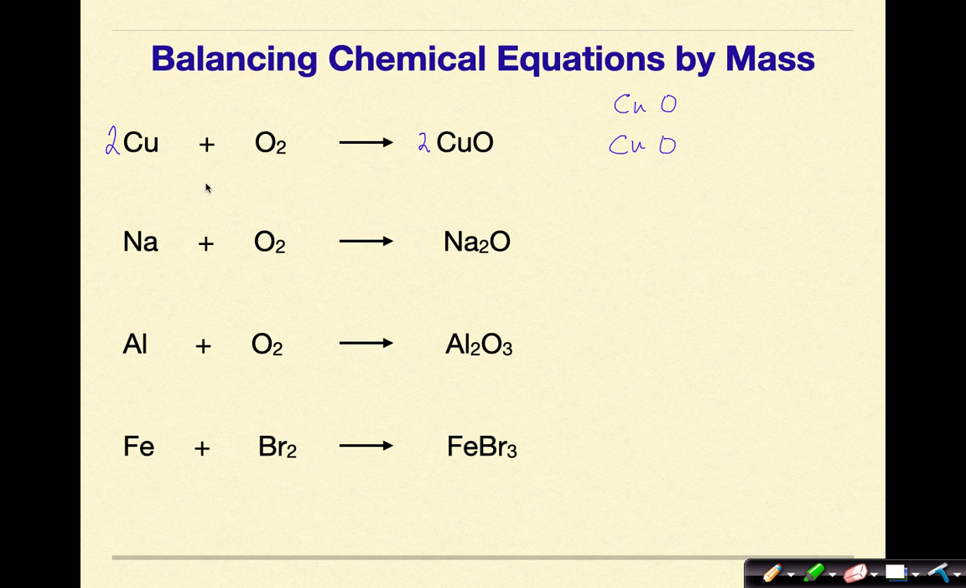The next thing we want to make sure of is that our ratio of coefficients in a balanced chemical equation is in lowest terms possible, and 2 to 1 to 2 is in lowest terms possible. Let's look at the next problem.